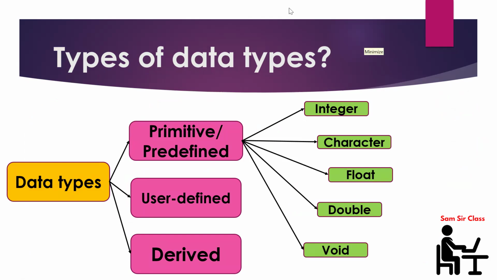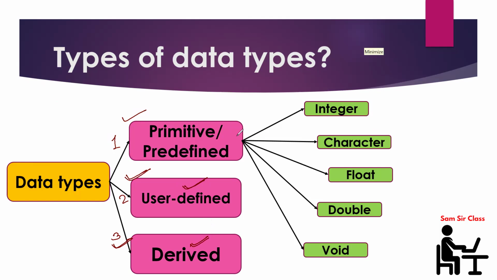Okay, so if you look at the different kinds of data types, basically they are divided into three types. Few are predefined or primitive, few are user defined, and few are derived. So basically it is divided into a total of three categories. Initially we will deal with only predefined data types. After that, in subsequent videos, we will also define what a user defined data type is and how derived data types are used in programming.